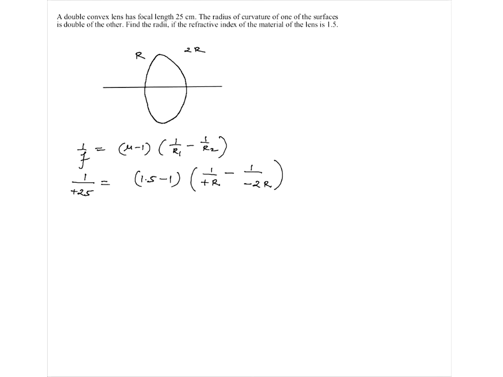The question is, find the radii. So why do I see only one answer there? $18.75 and $37.5. These are the two answers. Any questions? If you have, then let me know.